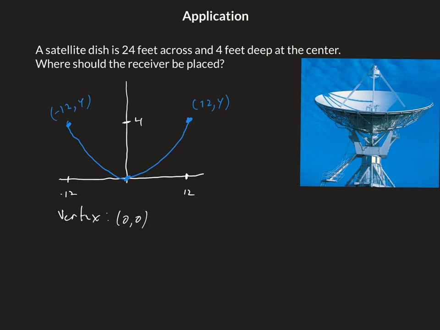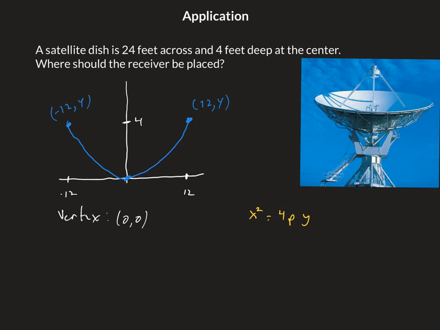Okay? So I know that this parabola opens up. And because it opens up, I know that h and k are both 0. So the standard form for this particular parabola is going to be x squared equals 4p times y, because it'd be (x minus h) squared, which is (x minus 0) squared, equals 4p times (y minus k), which is y minus 0. So I got x squared equals 4py. And what I'm going to do here is plug in one of my points for x and y and solve for p.